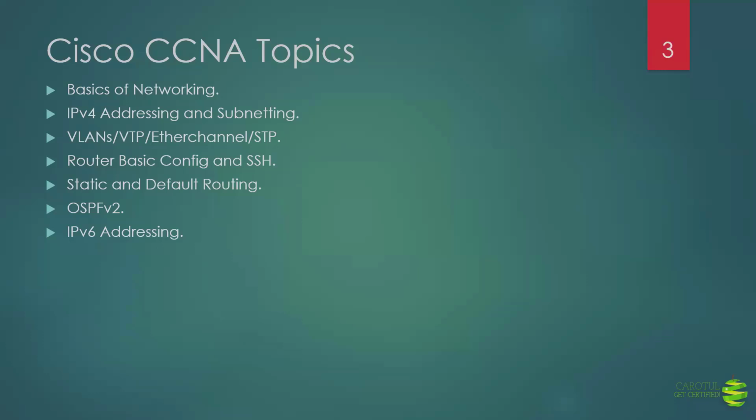IPv6 addressing is the new addressing, which is much bigger than IPv4. Like in IPv4, you have around 4.3 billion addresses, which are apparently not enough now.